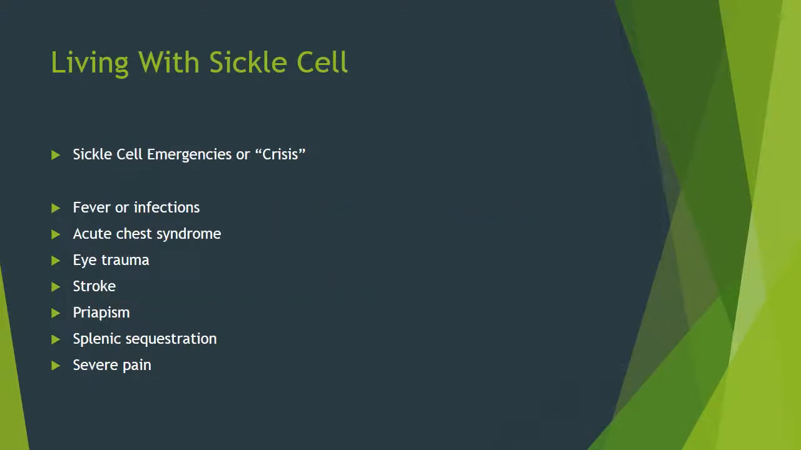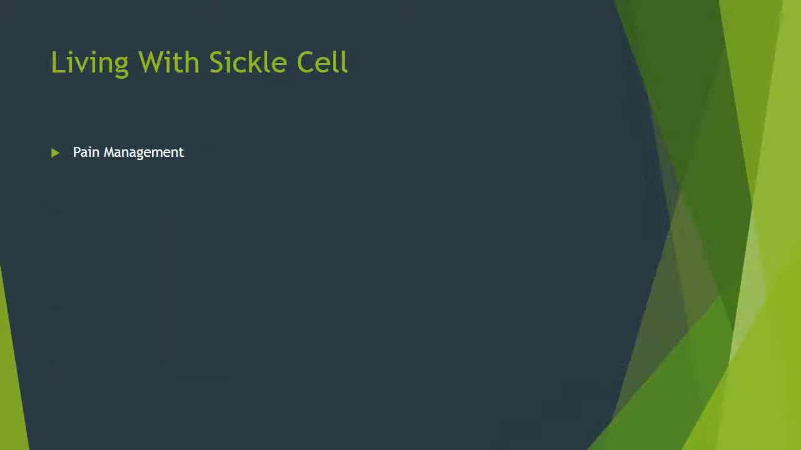Typically, if you come in contact with a person who suffers from sickle cell, they talk about going to have a crisis, which is basically an emergency. And so, whenever they go through a crisis episode, they typically have fever or infections, acute chest syndrome, eye trauma, stroke, priapism, splenic sequestration, and severe pain.